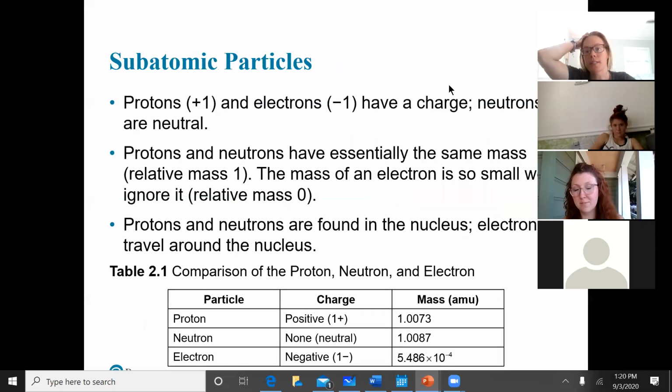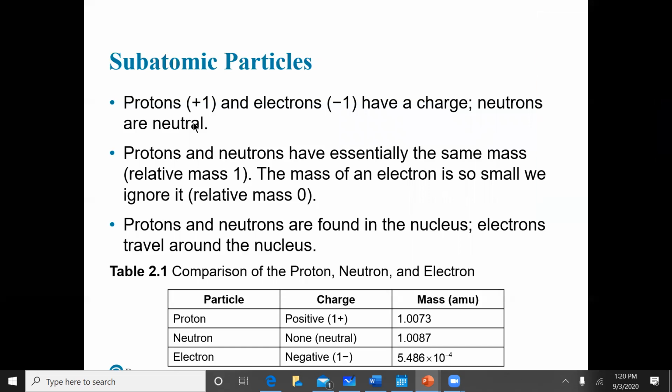So some characteristics of these subatomic particles. Protons have a positive charge, super important, protons positive. Electrons have a negative charge, and then neutrons, kind of no-brainer, those are the neutral ones, okay? As far as their size is concerned, protons and neutrons have almost the same mass. We kind of give them the mass of 1. The mass of an electron is so small that we usually don't include it. We just say that it's 0.